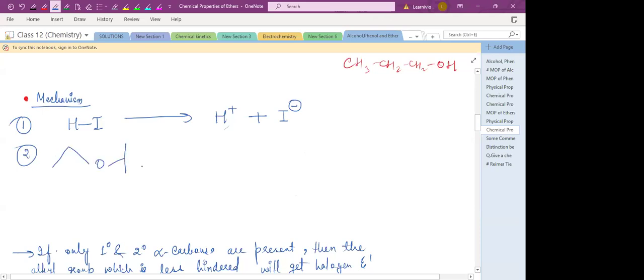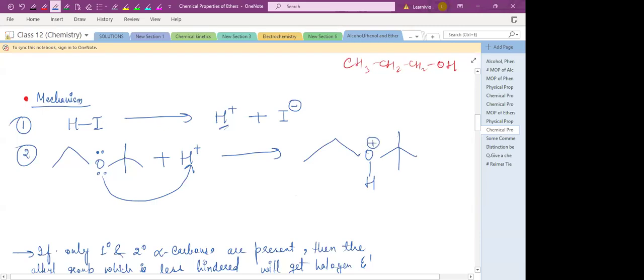Second step. This is your ether. So this has a lone pair, and this H plus ion यहाँ पे protonation होगा. Second step में the protonation of ether. This oxygen has a lone pair, so it will approach this hydrogen H plus ion, and here the hydrogen will come and attach to it. So here is the protonation of this oxygen.